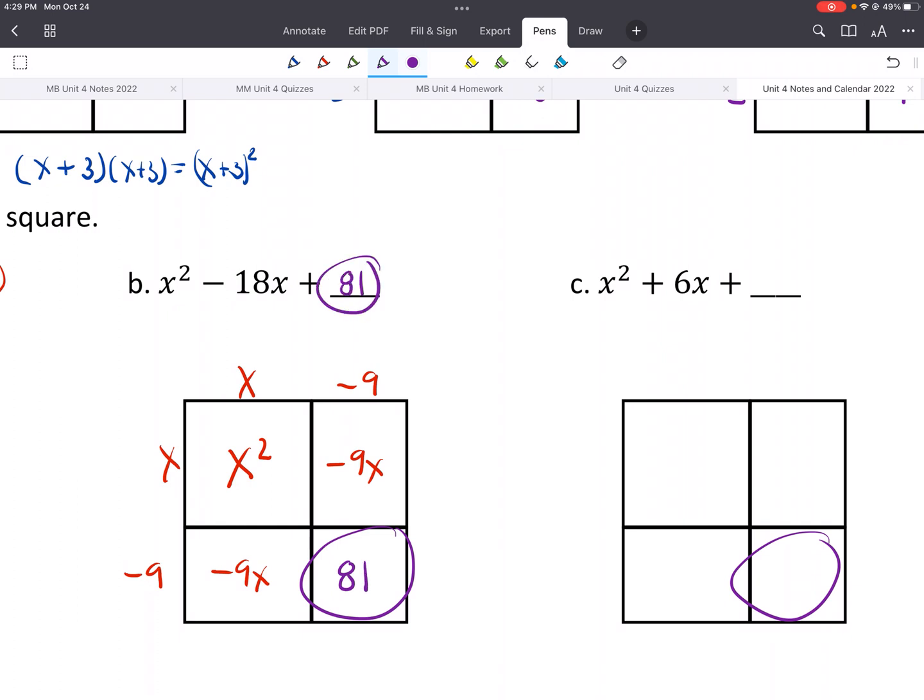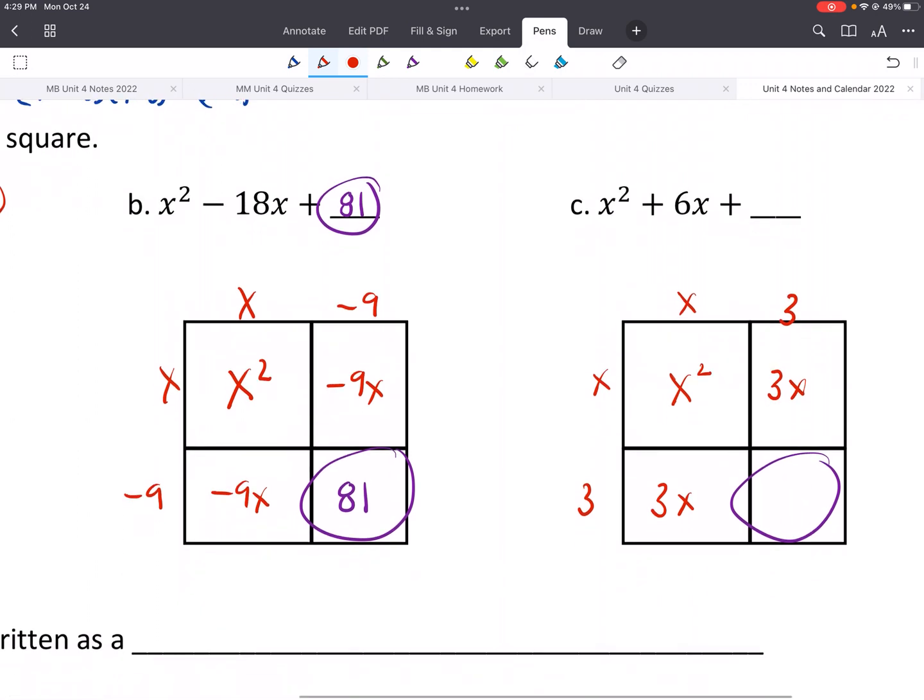Okay? And then the last example, again, same sort of thing. x squared is a perfect square, x times x. Alright, next we do half of the middle term on both sides so that we can get x plus 3 and x plus 3. And then to complete the square, 3 times 3 is 9.